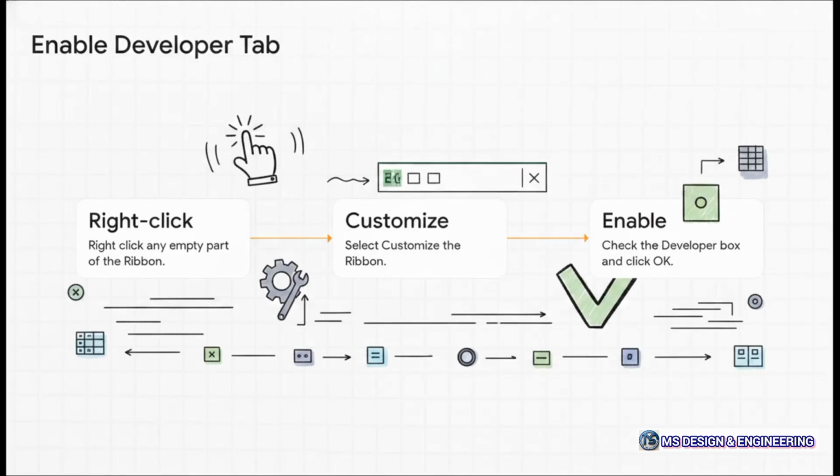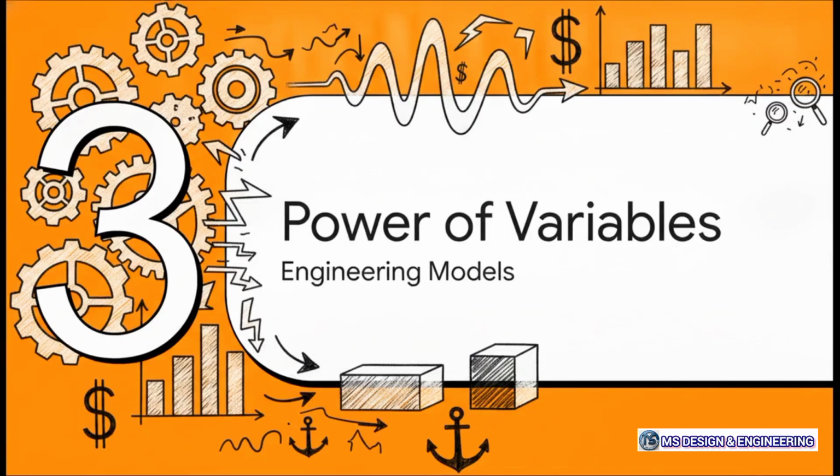By following just 3 simple steps, we finally pull back the curtain on the Developer tab. You literally just right-click any empty part of the ribbon, select Customize the ribbon, check that Developer box, and hit OK. Honestly, it's almost surprising how easy it is to unlock. Just like that, you've got direct access to the Visual Basic programming environment. It is a total level-up moment. You can immediately start dropping form controls, text boxes, and ActiveX buttons right into your spreadsheets to build out real operational tools. Which brings us to Section 3, the power of variables and engineering stable models.